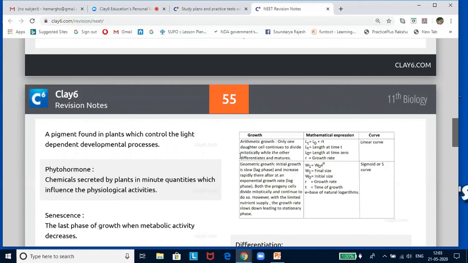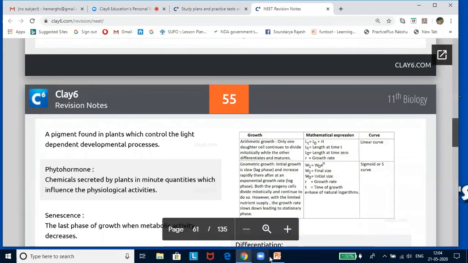Now, plant growth is unique because plants retain the capacity of unlimited growth throughout their life. This ability of the plants is due to the presence of meristems at certain locations in their body. Meristematic cells have the ability to divide and self-perpetuate.